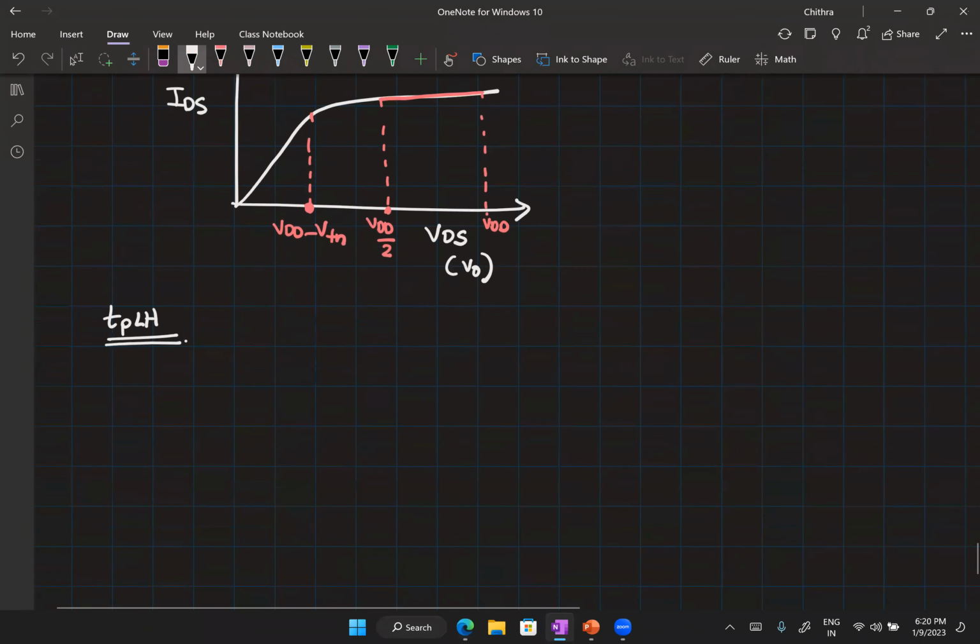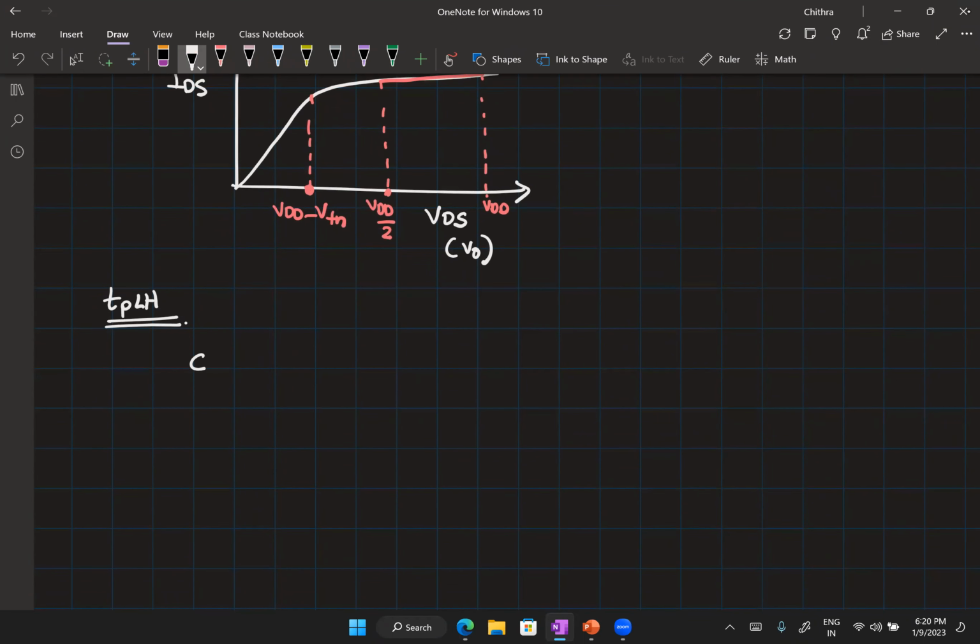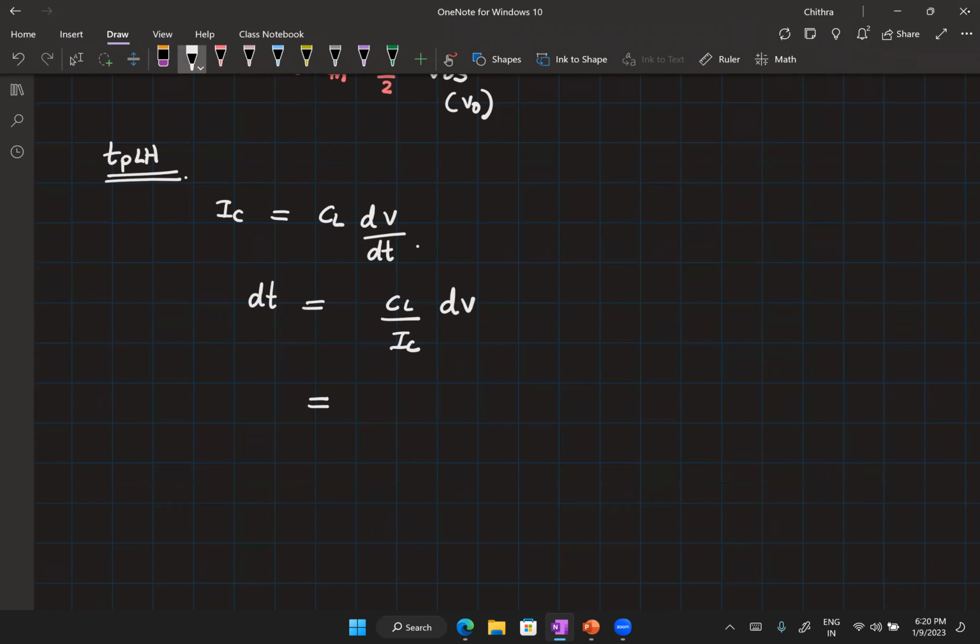So you can start from this point. The current through the capacitor is equal to CL into dV by dt. Therefore, dt is equal to CL by IC into dV. So I have to integrate this from 0 to TPLH. And what integration limits do I have here? So this goes from VDD to VDD by 2 into CL by IC.